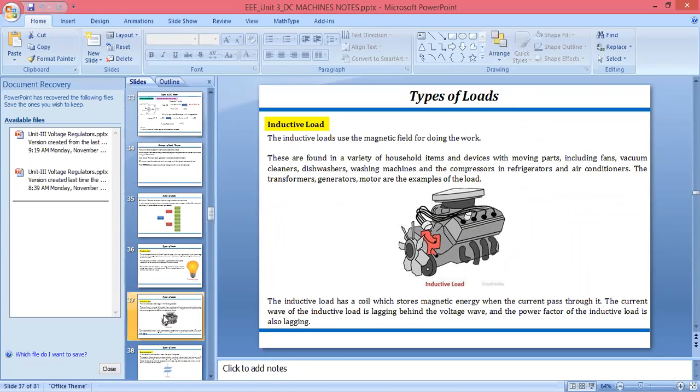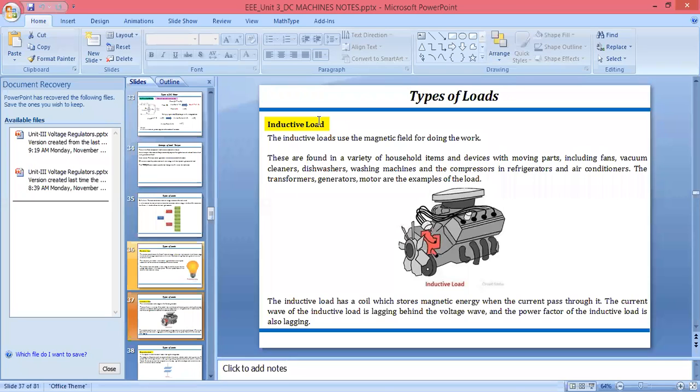We know that when there is the concept of an inductor, there is the concept of a coil. And as there is a coil, there is a concept of magnetic flux. When you give the power supply, the conductor is cut by the magnetic flux and EMF gets induced according to Faraday's law. So in the inductive load, there is the concept of magnetic flux and magnetic field. The inductive load will use the magnetic field to do what?